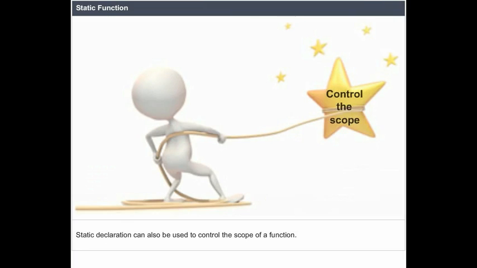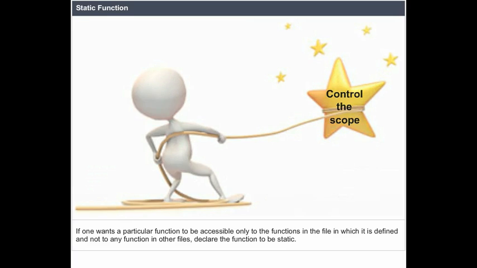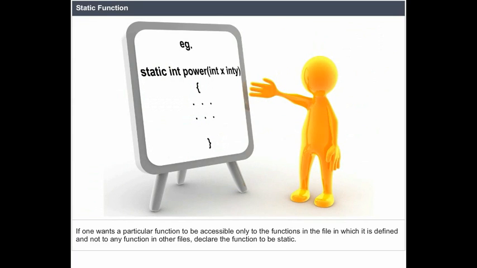Static function. A static declaration can also be used to control the scope of a function. If one wants a particular function to be accessible only to the functions in the file in which it is defined and not to any function in other files, declare the function to be static.